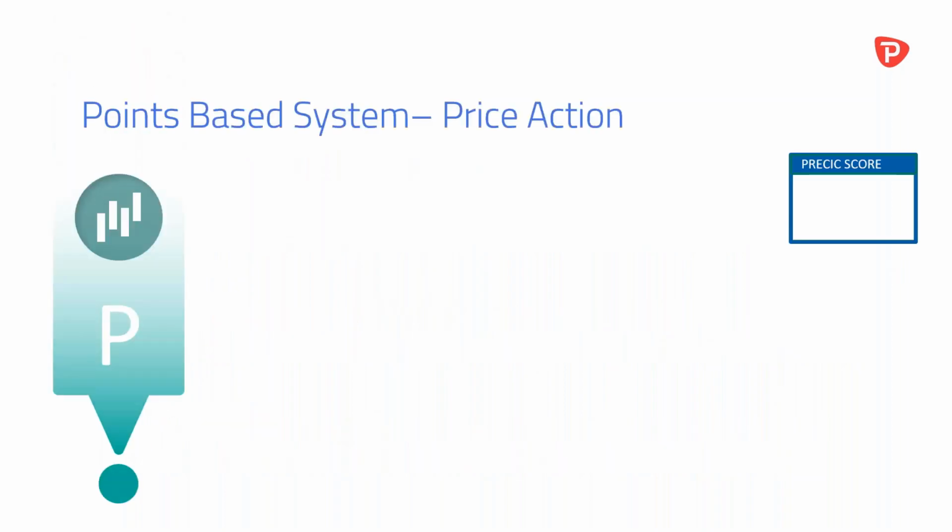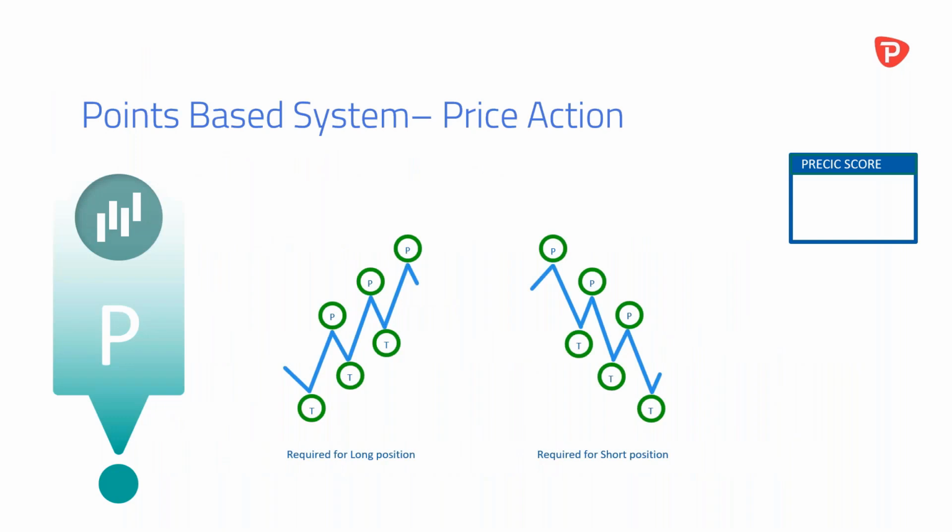So points-based system with price action, one thing you'll want to do is you'll want to think about things like higher peaks and higher troughs or lower peaks and lower troughs. If you're not familiar with this type of thing in terms of reading trend from something more than just moving averages, it's something that I would learn.